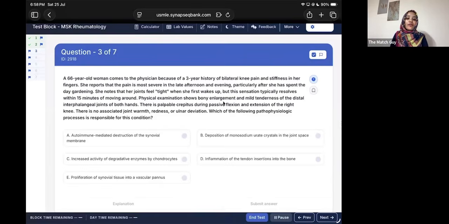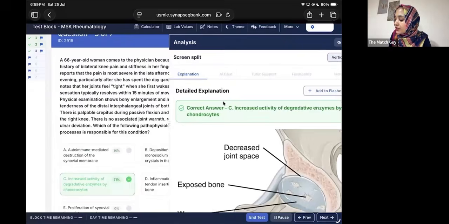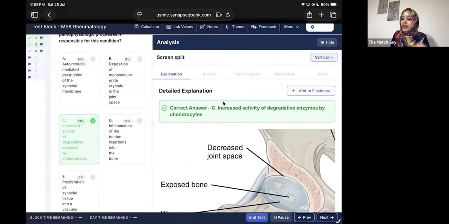Okay. So they gave you a lot of things to eliminate rheumatoid, right? So we're thinking osteoarthritis. And the answer is going to be what? It is mechanical, yes. But like I said, you're going to irritate the system, right? So we are going to have increased activity of the degradative enzymes, right? They're going to eat away at the joints. But it's not going to be autoimmune mediated. And deposition of monosodium urate, this is gout, right? Inflammation of the tendon insertions, where would we see this?